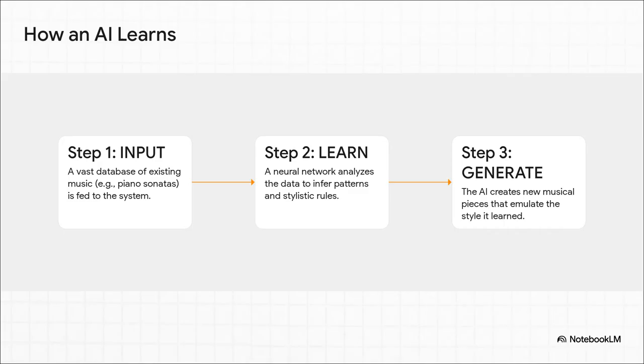Well, it's basically a 3-step deal. First, the input. You just feed it a ton of music. I mean, a massive database, like, say, every piano sonata ever written. Then the learning part. The AI, which is usually a neural network, just listens. It churns through all that music and starts to figure out the patterns, the style, the harmony, all by itself. No one tells it the rules of music theory. It deduces them from the data. And finally, generate. Based on everything it's learned, it starts creating brand new music that sounds just like the stuff it studied.